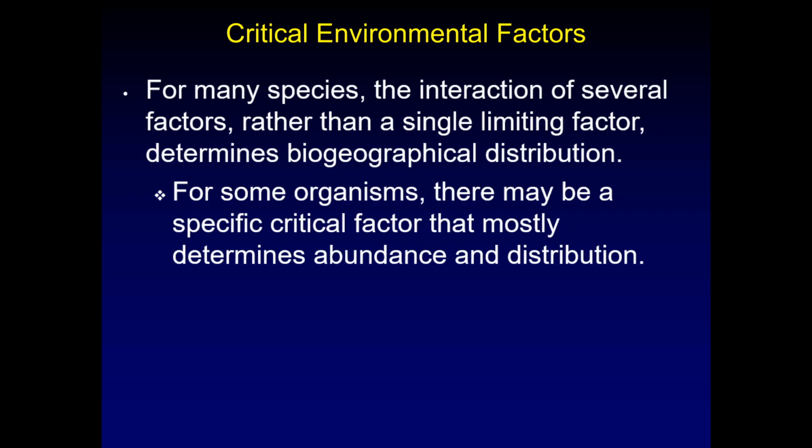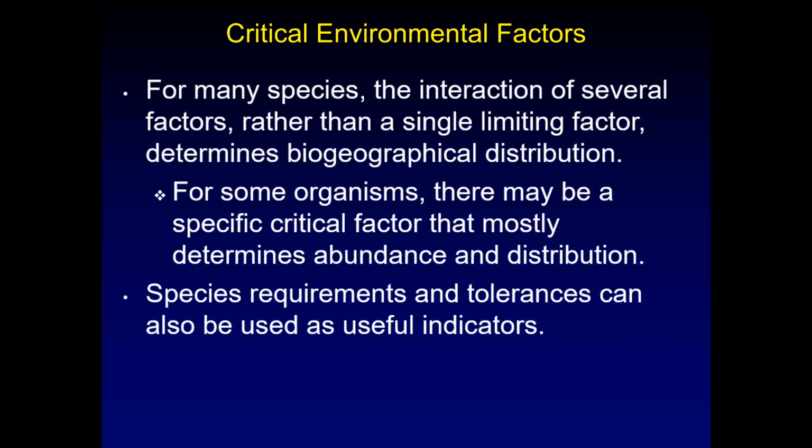So for some organisms, there may be specific critical factors that mostly determine abundance and distribution. When I was in the Navy, whenever a recruit would say, I need this, you would always say, you need food, water, and air. Those are kind of your critical factors. We always say food, water, shelter for people. Once you start to eliminate one of those resources, that's when it starts to become detrimental to the species. So think about it as food, water, and shelter, if that helps.